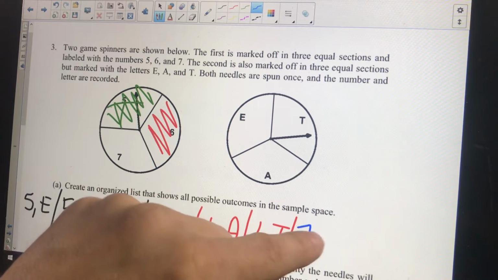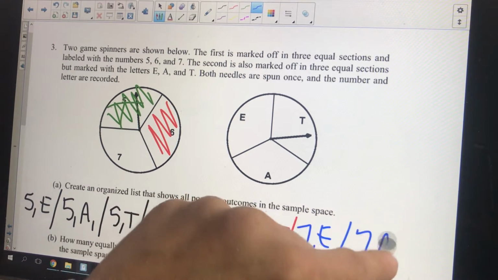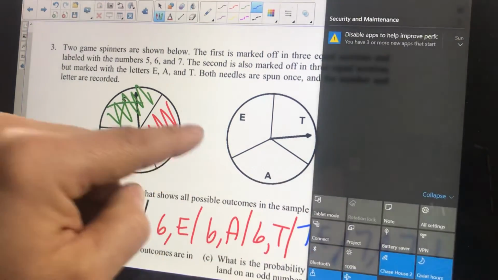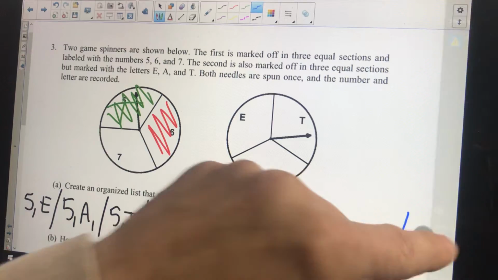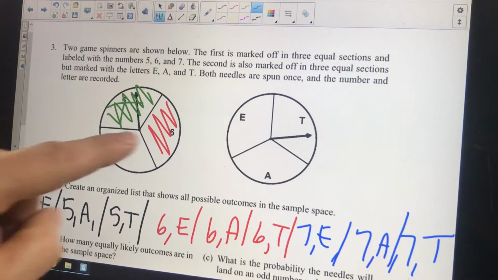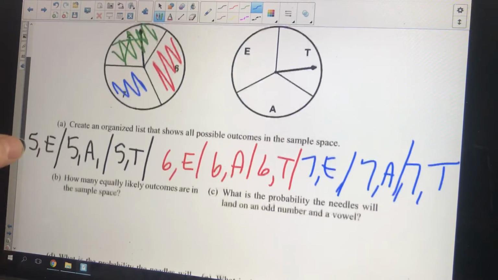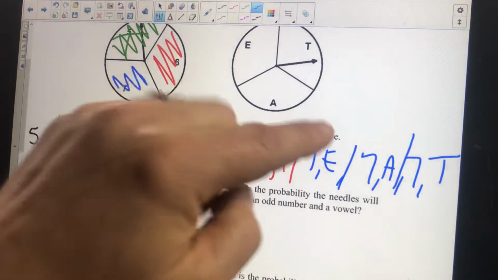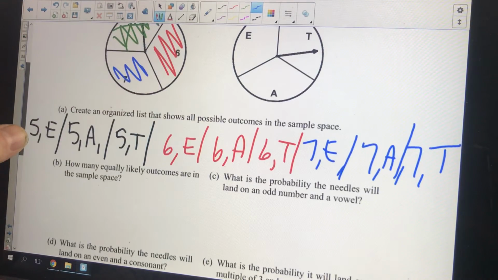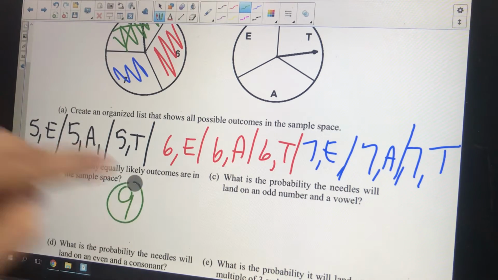7 and an E, 7 and an A, 7 and a T. Okay, I used all the options. We're good so far. Let's see how many there are: 1, 2, 3, 4, 5, 6, 7, 8, 9. There are 9 of them. So letter B: how many equally likely outcomes are there in the sample space? I just answered that. There are 9 of them.